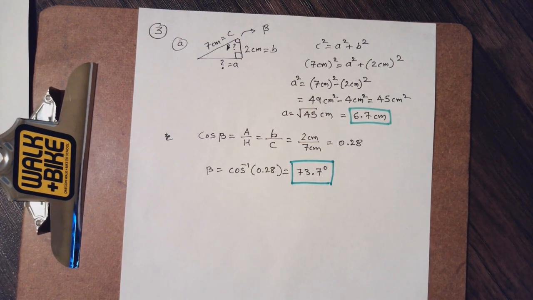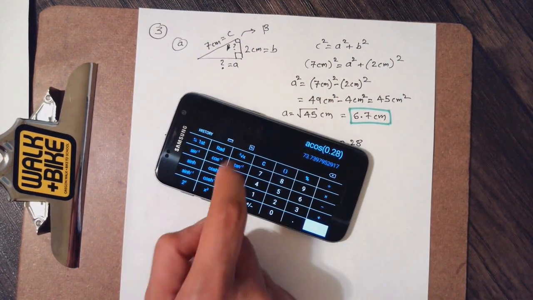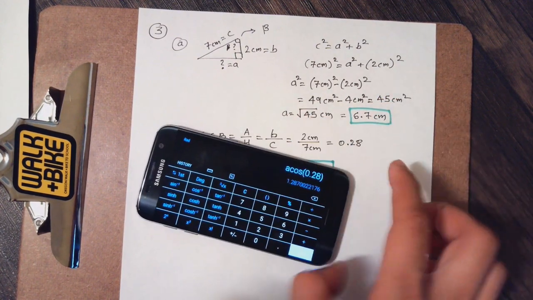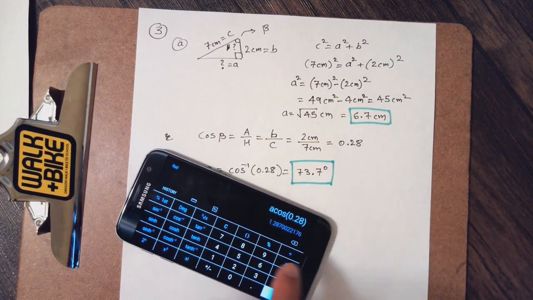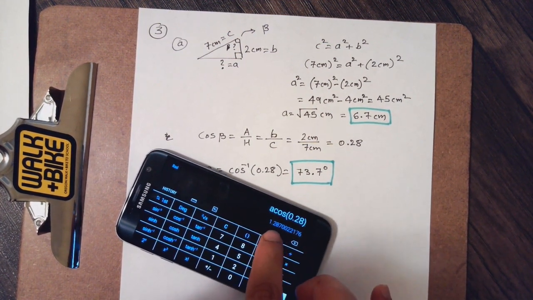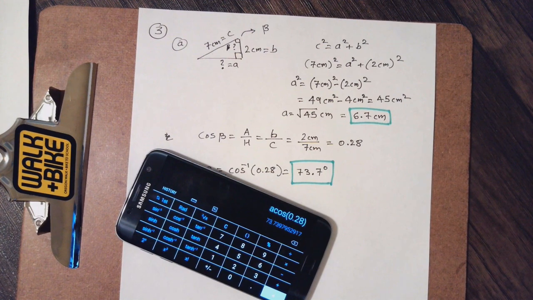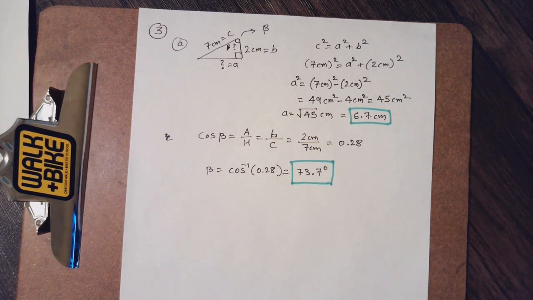And make sure you understand whether your calculator is set for degree or for radian. You could use either one, or depending on the problem, you have to pick one or the other, but you have to be aware of whether it's using degree or radian. For example, in this case, you see there's a little button called radian. So if I tap on that, this 73, instead of 73.7 degree, it became 1.28. Okay, so it's in radian, it's 1.28 radian. But I put the degree back, I get 73.7 degree. All right, so there's the answer.